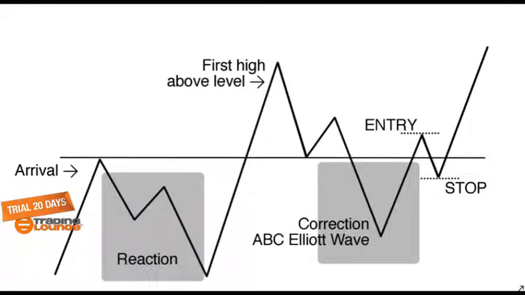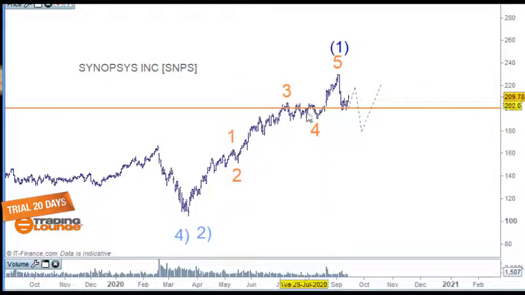So coming back here, the arrival, the reaction, the first high above the level, the A, the B, and the C wave here. So we could possibly move in over here, but I don't like to buy right on the low. I like to just wait for the first impulse wave to the upside, so it helps confirm and manage the risk better, and then look to build in. So hopefully we'll build in over here.